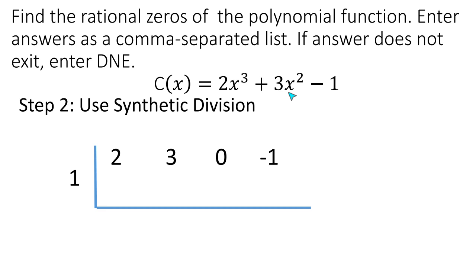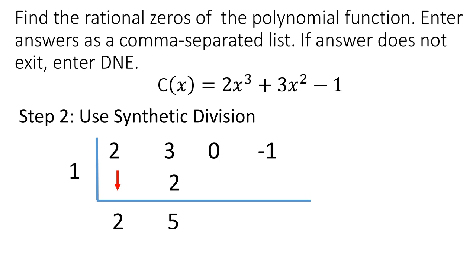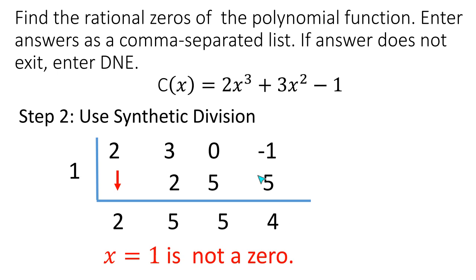My x squared has a coefficient of 3. I don't have an x, so I put 0. And then my constant is -1. So if we do the work, bring down the 2, 1 times 2 is 2, plus 3 is 5, times 1 is 5, plus 0 is 5. And then 5 times 1 is 5. Added to the -1, we get 4.